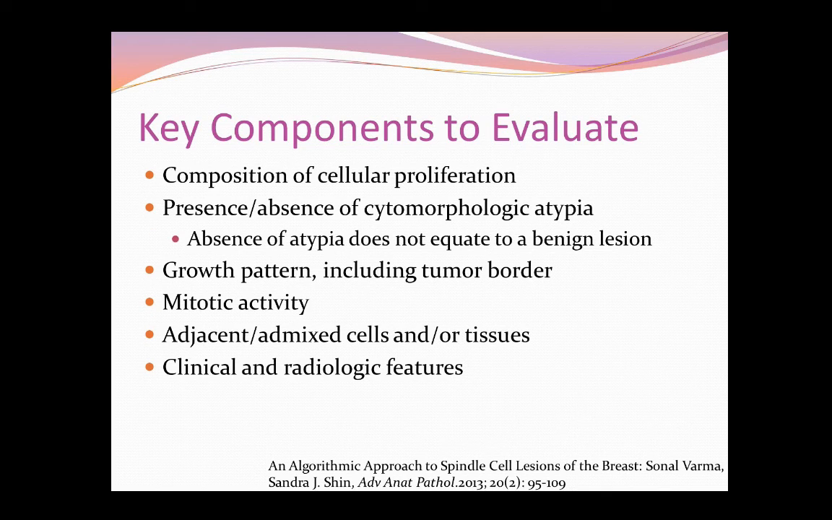So the key components to evaluate are the composition of the cellular proliferation, whether it's spindle cell or epithelial cell, or both. If it's mixed, are they intimately mixed, or do they exist as two distinct components? Presence or absence of cytomorphologic atypia. The important thing is that absence of atypia does not equate to a benign lesion. The growth pattern, that includes tumor border, whether it's well circumscribed or infiltrating. Mitotic activity, associated adjacent admixed cells and/or tissues, and obviously the clinical and radiologic features.